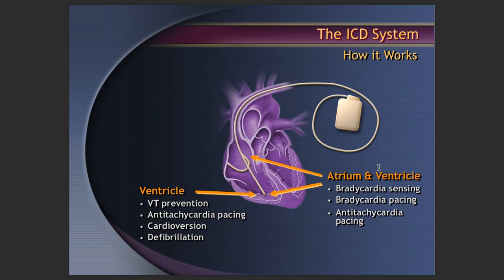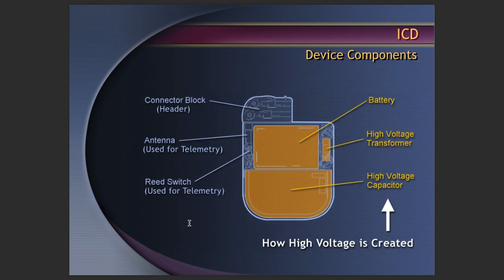So what does the system actually consist of? The system normally consists of an atrial lead and a ventricular lead as well. It has different functions for the atria and for the ventricle. For example, the ventricle is quite commonly used for VT prevention, anti-tachycardia pacing, cardioversion, or even defibrillation. Similarly, something common to the atrium and ventricle, it can also be used for bradycardia sensing and pacing, and also for anti-tachycardia pacing.